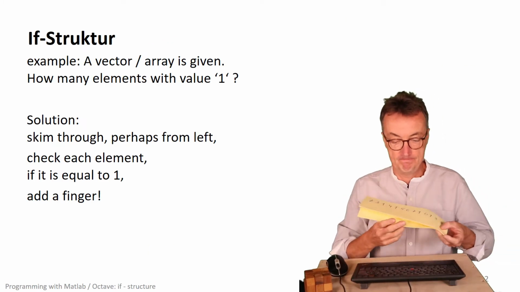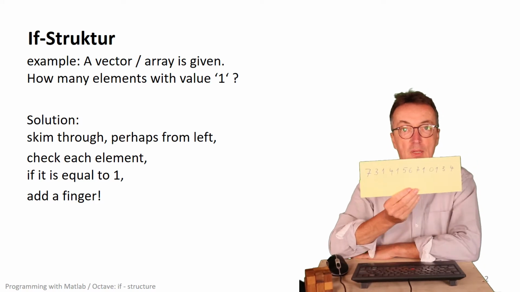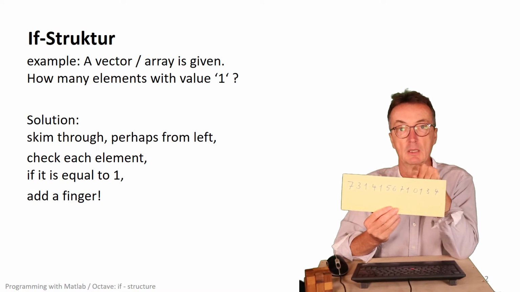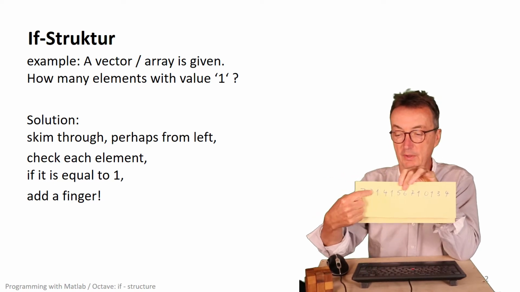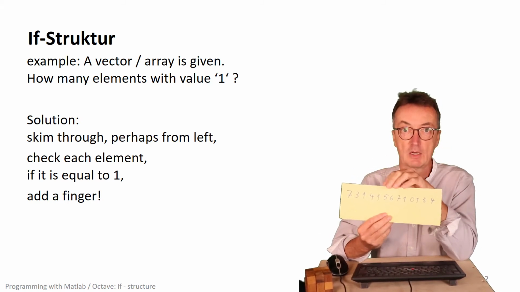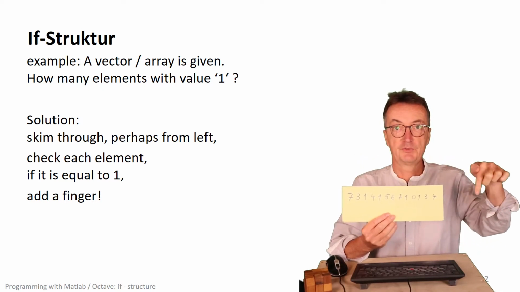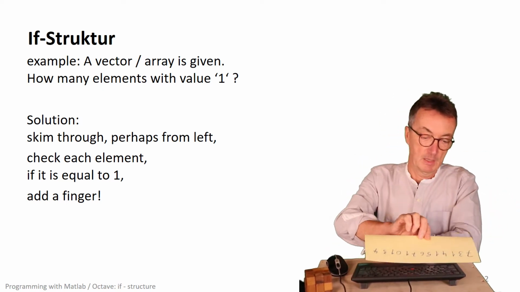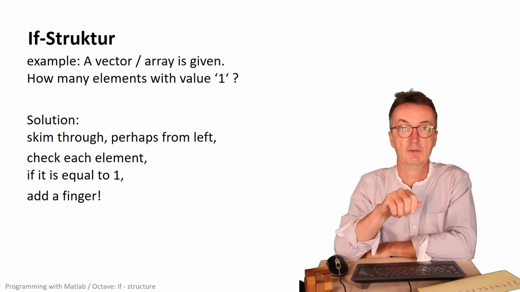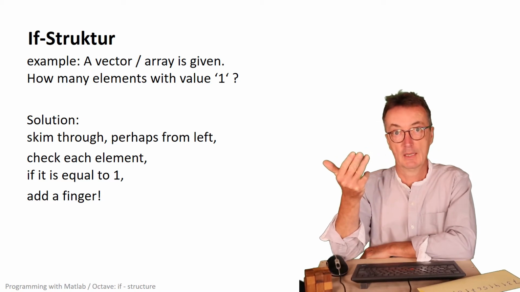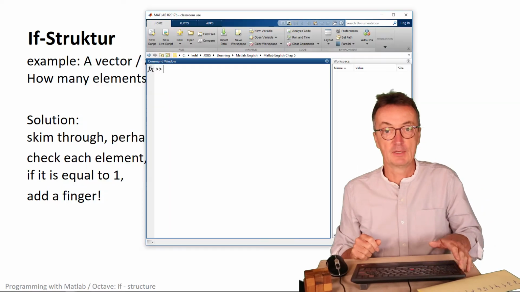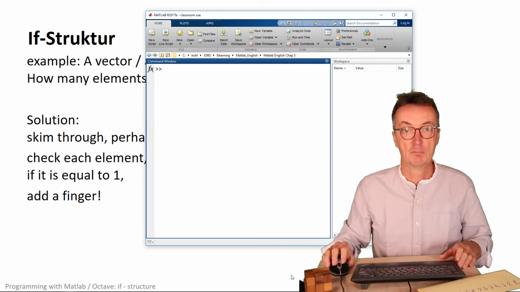Let's say we have got a line, a vector with some numbers, and we would like to calculate how many ones there are in this line. Probably with your eye when counting, in our culture at least, you would start from the left, skim through the line, and for each element check whether the element equals one, and if that is, then take your finger and add up. So we'll just translate this example into a little MATLAB program.